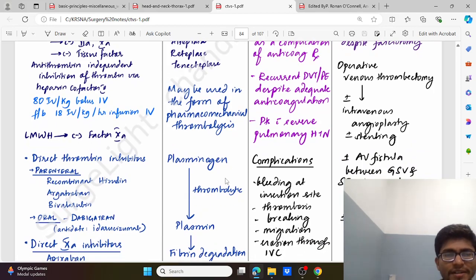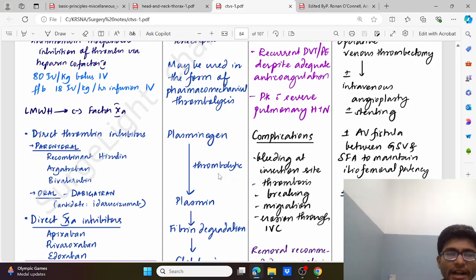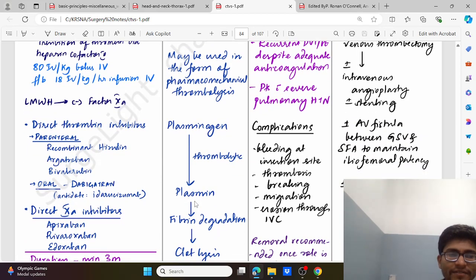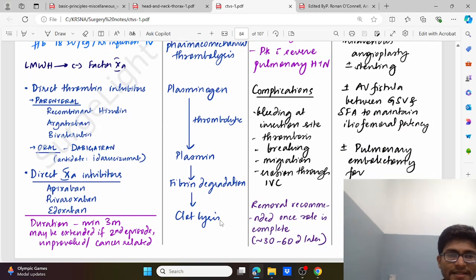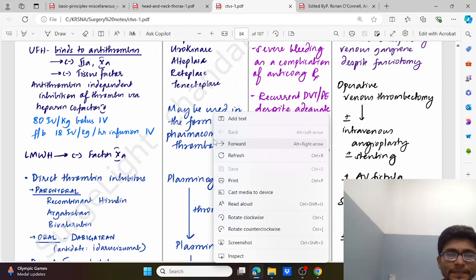Here plasminogen, with thrombolytic, will form plasmin, fibrin degradation and clot lysis. So plasminogen will form plasmin, fibrin degradation and clot lysis with the help of thrombolytics.